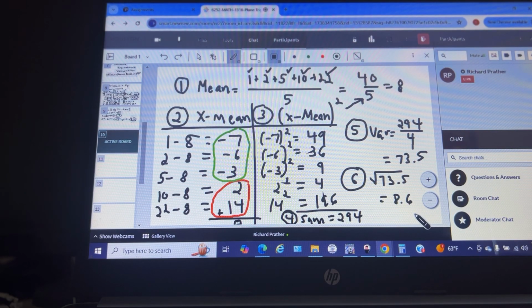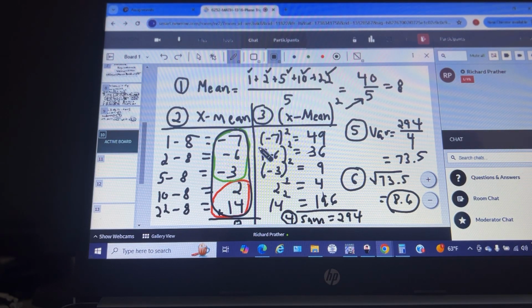And here's another thing, too. Look at 8.6. 8.6 is pretty close to 7 and 6, and it's not too far away from 3, 2, and 14. It's really close to 7 and 6, though. In essence, what this 8.6 represents is kind of like an average of 7, 6, 3, 2, and 14, if you ignore the negatives on them. So it's saying each number, on average, is about 8.6 units away from the center of the data.